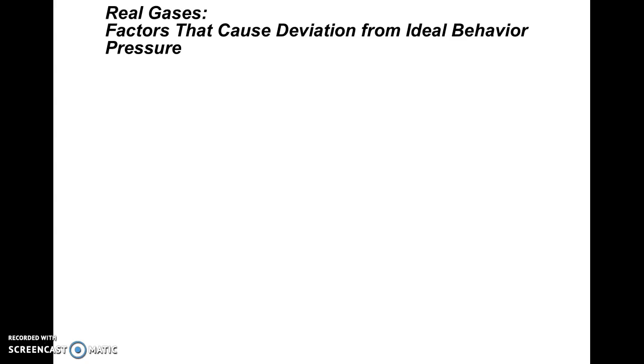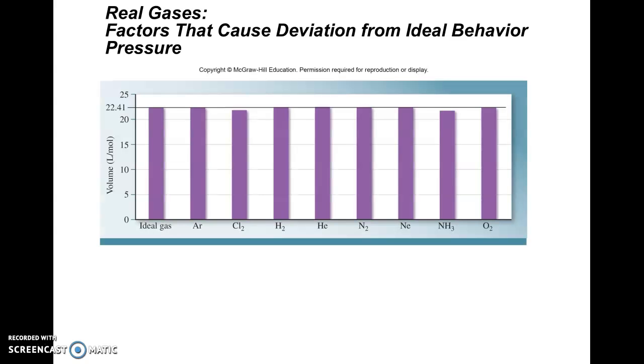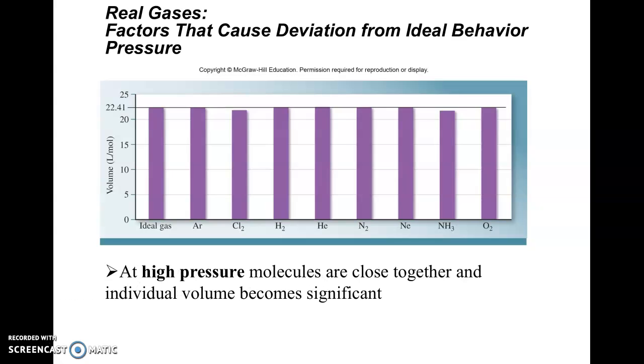Okay, so we know that the ideal gas constant works for gases in an ideal state, but of course we're going to apply it to real gases. We want to look at what that does to have some deviation from ideal behavior. This little chart just shows you ideal gas would give you a volume of 22.41 liters. That's the first purple bar. Argon, which is a noble gas, is pretty darn close, but chlorine deviates. Hydrogen, helium, nitrogen and neon all look pretty good, but ammonia deviates, as does oxygen.